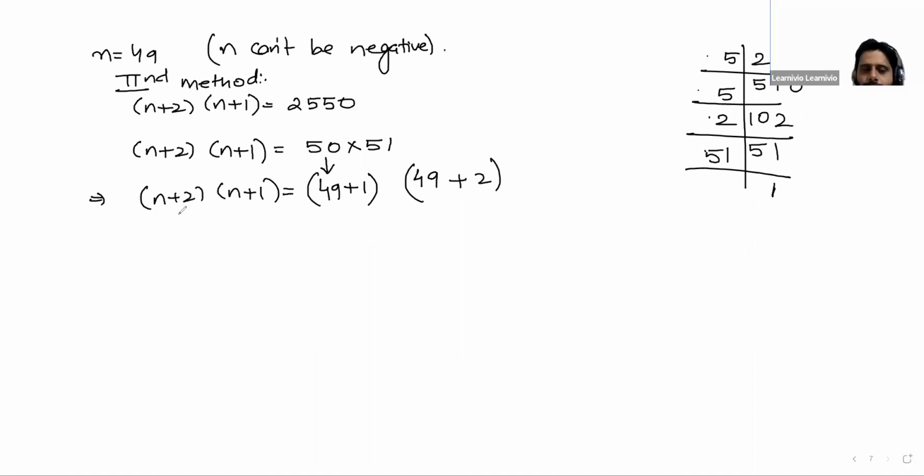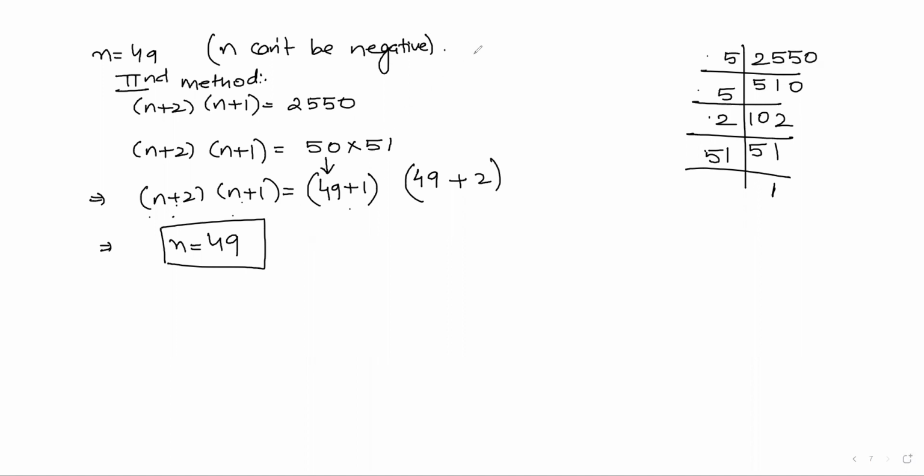Now please compare this one. This is n plus 2 into n plus 1. This is equal to 49 plus 1 into 49 plus 2. So if we compare this one, then we get n is equal to 49, because plus 2 here, plus 2 here, plus 1 here, plus 1 here. So what is this n? N is 49. This clear, Krishna? Yes, sir. It's clear. Okay, very good.